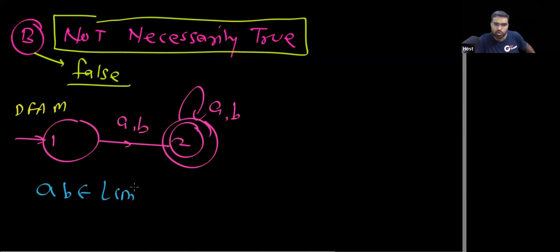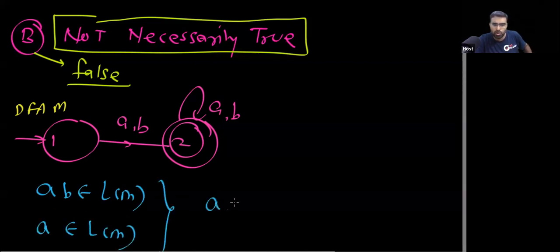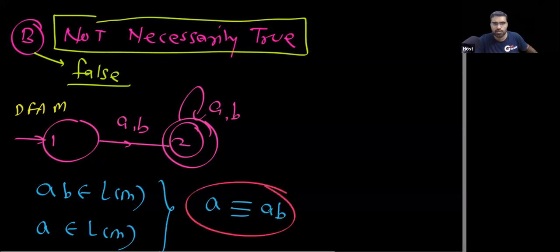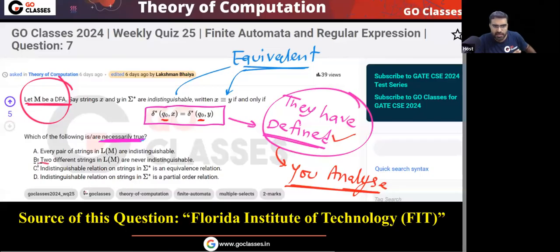For example, this belongs to L of M. This also belongs to L of M. And you can also notice that they are equivalent. Yes or no? These two strings are equivalent. So I can say option B is not necessarily true. Is this point clear? Very simple. Option B is false, because it says that two different strings are never equivalent.